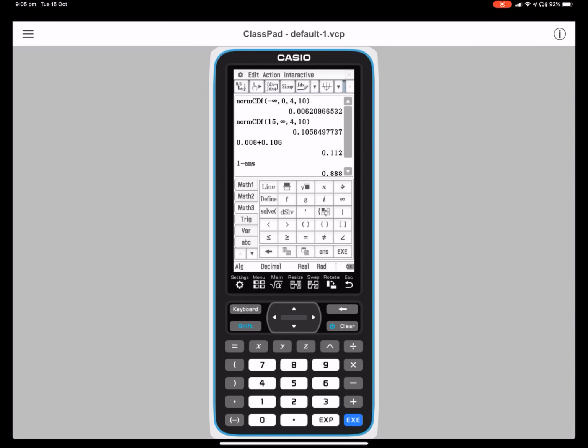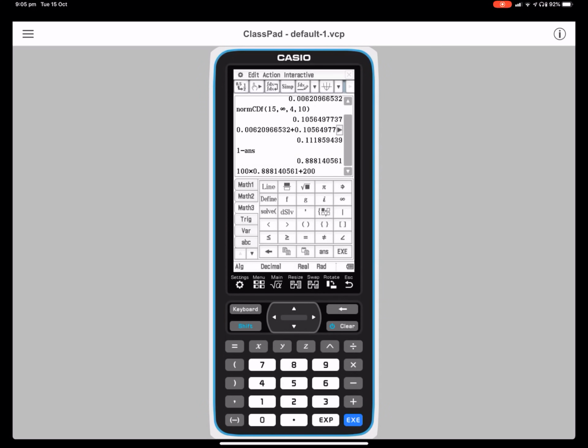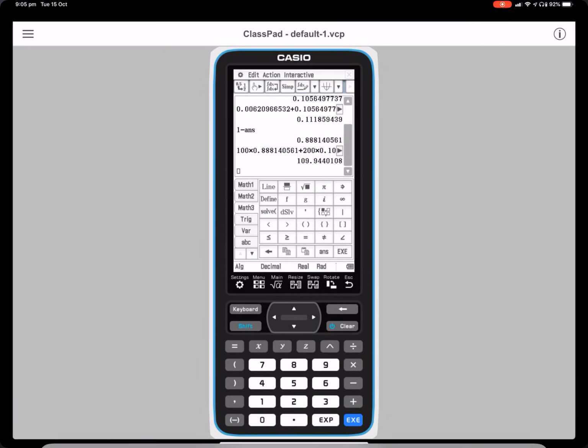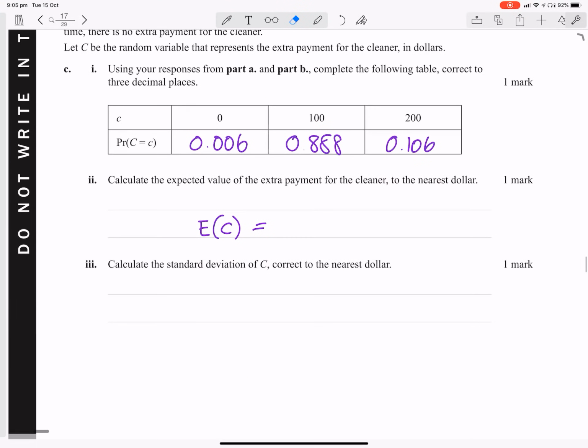So I'd actually still use the real value. So I'd delete that, get rid of that, plus that. So then I've got my answer here. So I've got 0, I don't need to do 0 times, 1 times that, but it was 100, plus 200 times that one, 109.94, $110.